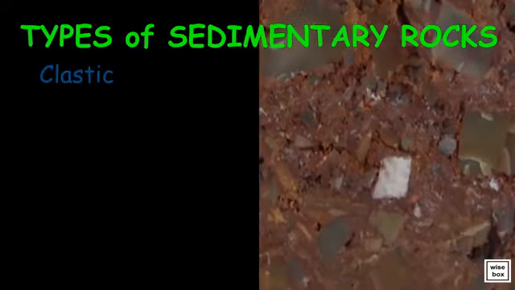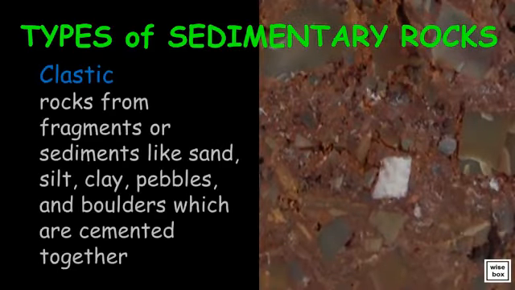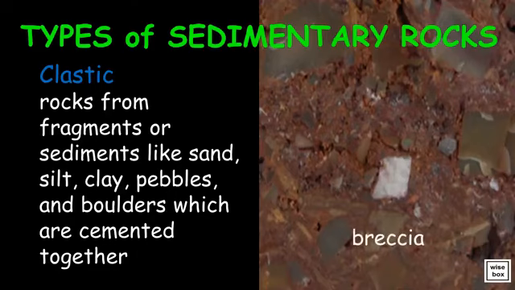Clastic rocks come from fragments or sediments like sand, silt, clay, pebbles, and boulders, which are cemented together. One example of a clastic rock is breccia.